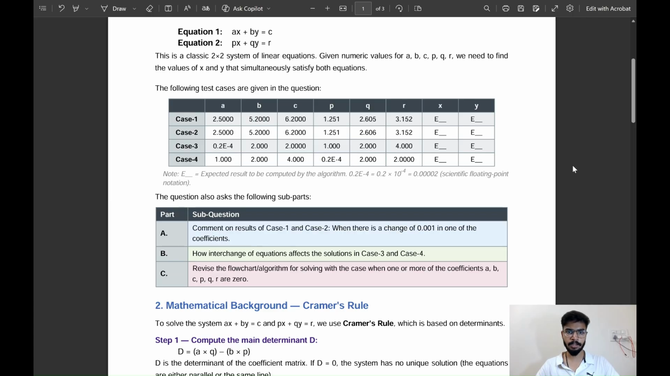We have to comment on the result of case 1 and case 2 when there is a change of 0.001 in one of the coefficients. And b, how interchanging of equations affects the solutions in case 3 and case 4. And c, revise the flowchart or algorithm for solving with the case when one or more of the coefficients a, b, c, p, q, r are 0.